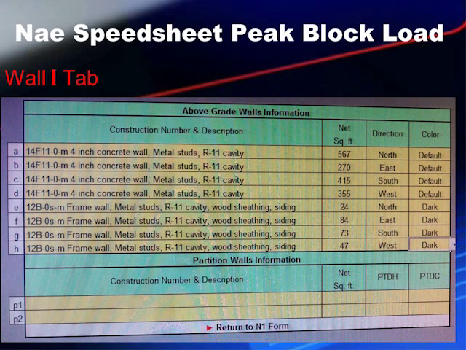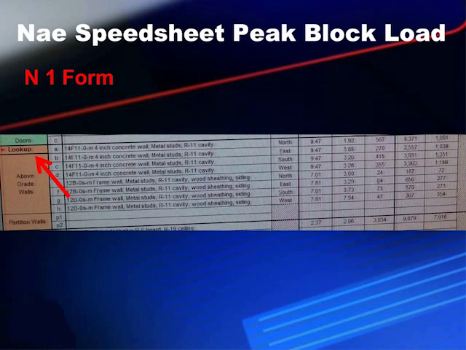Once again, we hit the Wall 1 tab, and we've got A through H here for the wall types that we can select, and we click on the scroll downs and select the one wall type that we want for each section, and then we fill in the net square feet for that wall, the direction the wall's facing, the color of the wall, and once again at the bottom of the page we jump in there and return to the N1 form to finish the job. Once back on the N1 form, we click on the data and we fill it in, and then we move on to the next one.